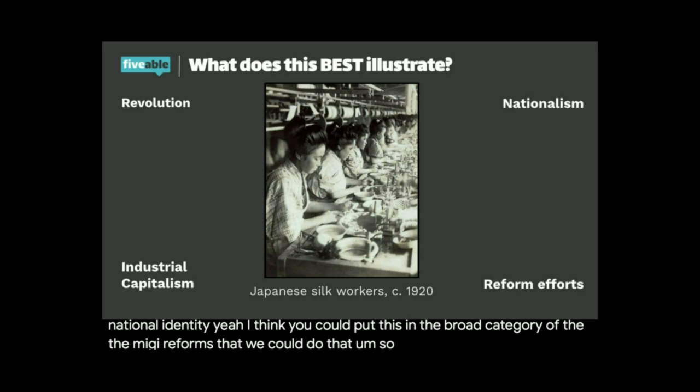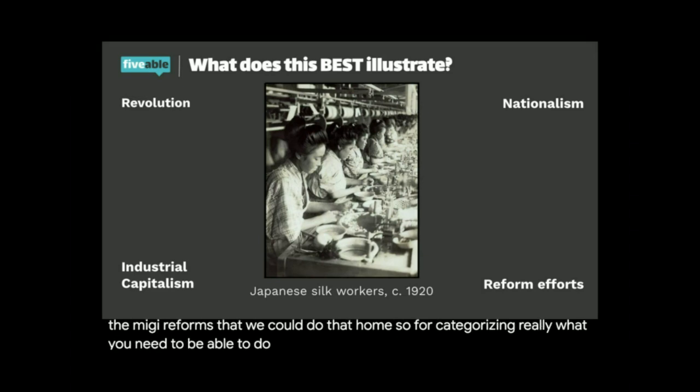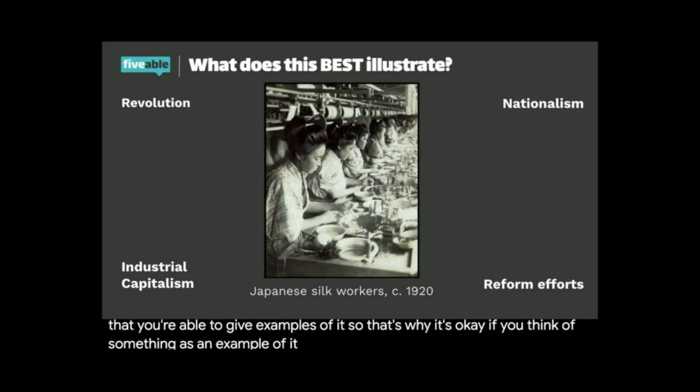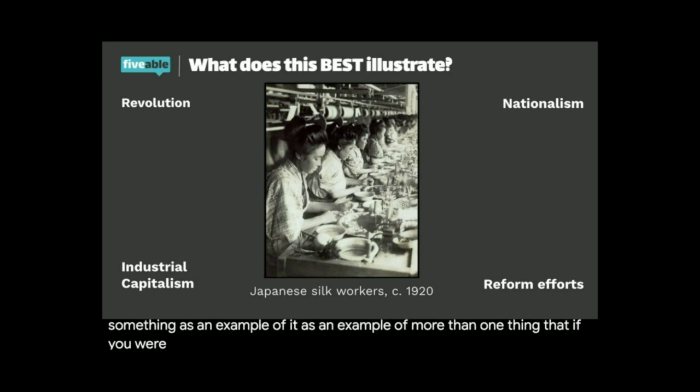So for categorizing, really what you need to be able to do, because I don't know, would be that if you see a word like this, you're able to give examples of it. So that's why it's okay if you think of something as an example of more than one thing. If you were to say that the Meiji reforms led to the mechanization of the Japanese silk industry, well, that's an example of it.